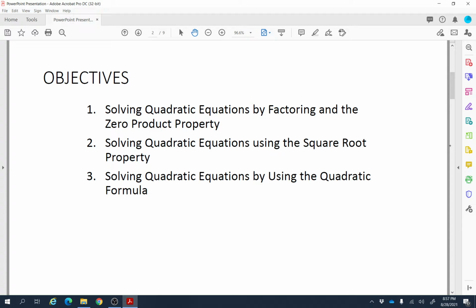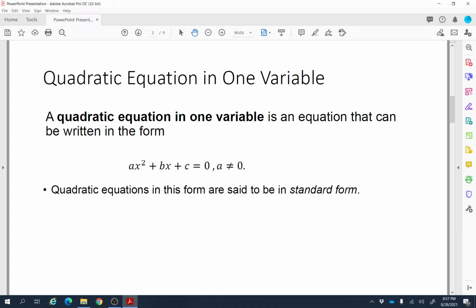So there are different objectives we have in this section. We solve quadratic equations by the factoring method and by using the zero product property. We solve quadratic equations by using the square root property whenever it's possible. And then finally, we use the quadratic formula. Okay, so let's look at the quadratic equation first.